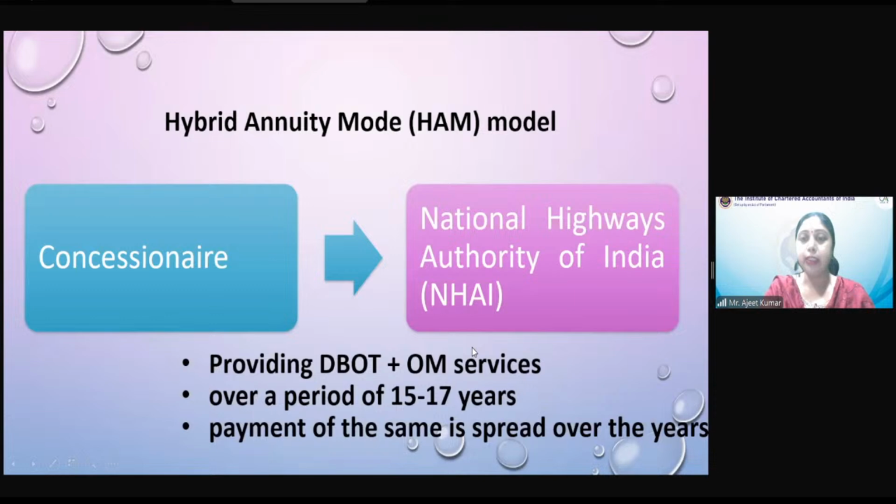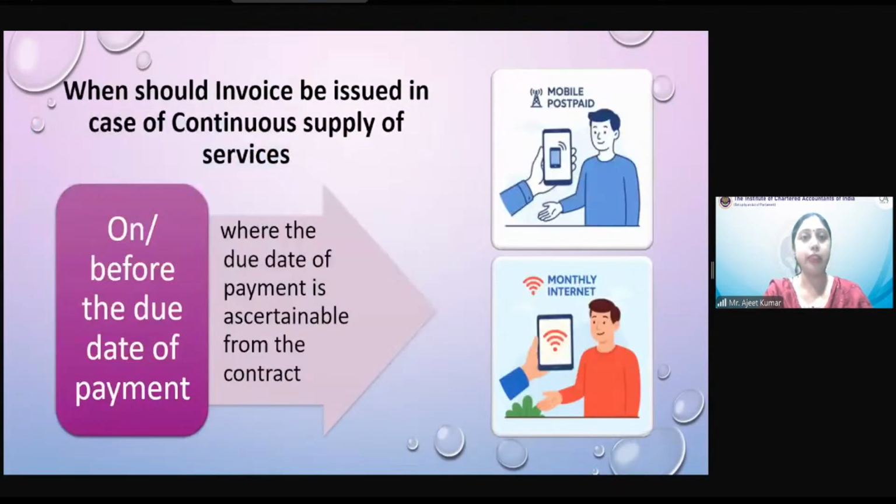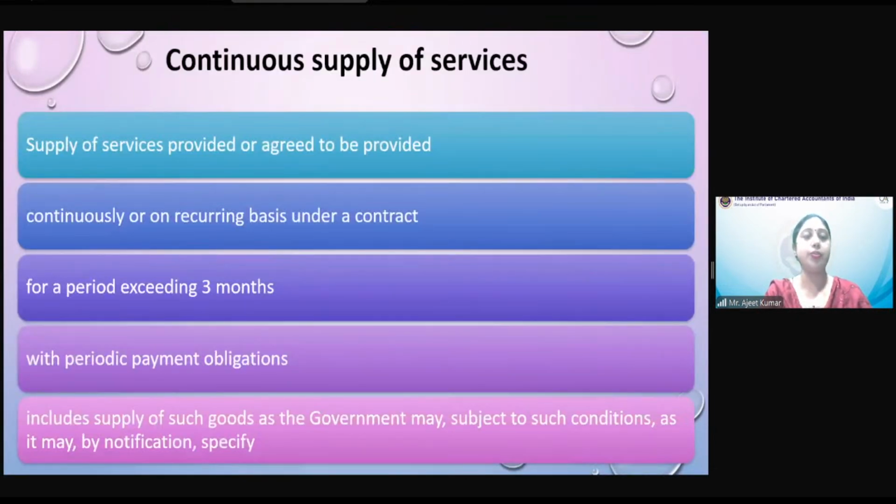Now, let us first see the definition of continuous supply of services, and whether this particular transaction qualifies. Supply of services provided or agreed to be provided continuously or on a recurring basis under a contract for a period exceeding 3 months with periodic payment obligations. The last one is an inclusive clause which includes some other notified services also. So if we see the first 4 bullet points, can we conclude that the services provided by a concessionaire under an HAM contract to NHAI qualify as continuous supply of services?